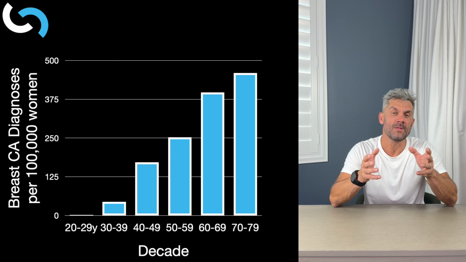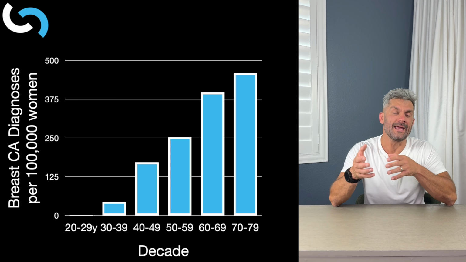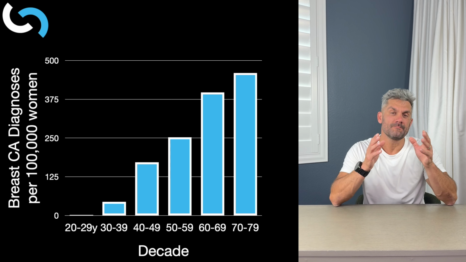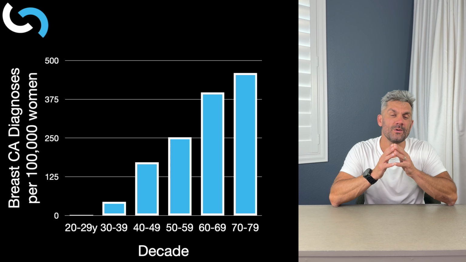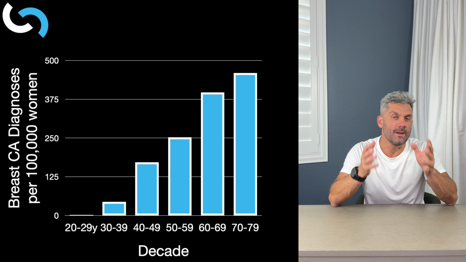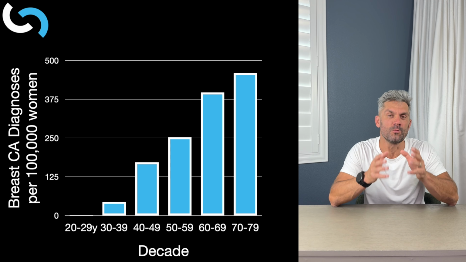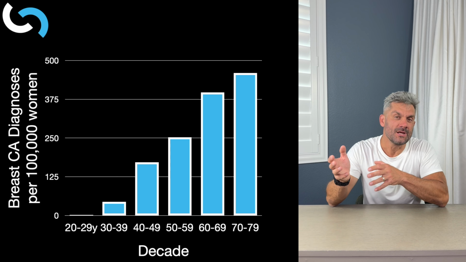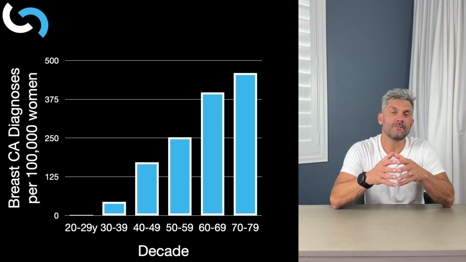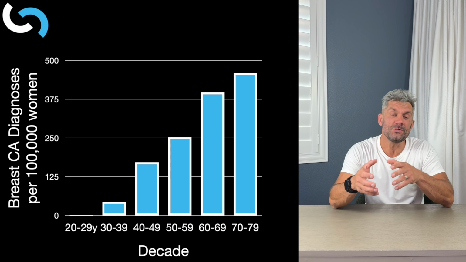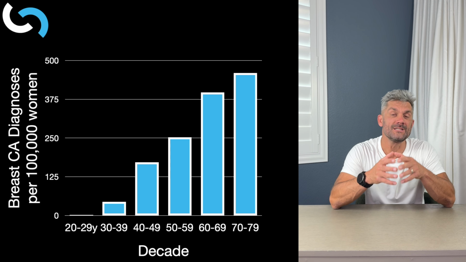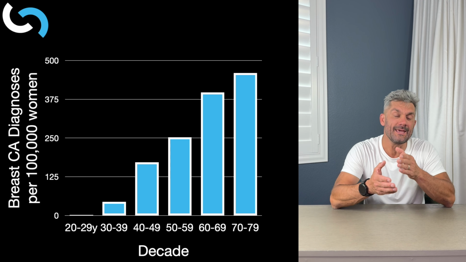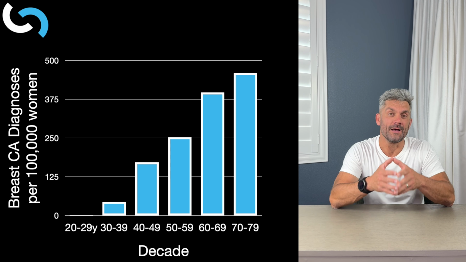And what do we see? Well, the number of new diagnoses per 100,000 women in that first decade, let's say 20 to 29, is only about 1.4 cases. So it's very rare in young women. But as women age, that risk goes up. And we can see quite a dramatic increase in the number of new diagnoses in women over 60 years old. So age is a really important risk factor when it comes to breast cancer.